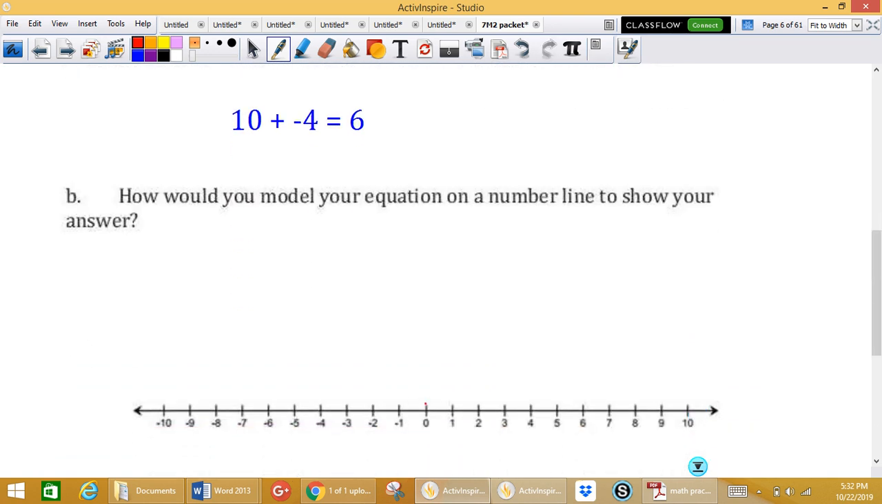So I start at 0 because we had nothing, and then we go to 10 because that's what Grandma gave us, and then we're spending 4, so 1, 2, 3, 4. So the answer is 6.